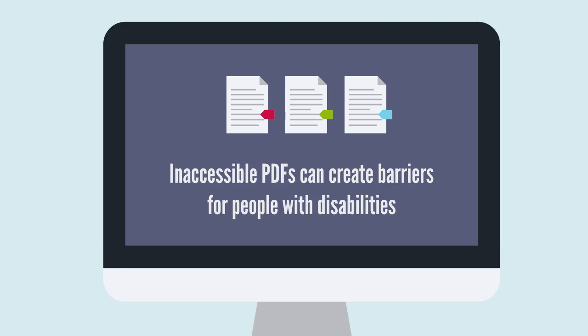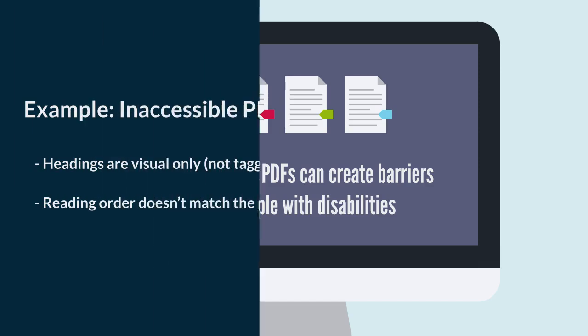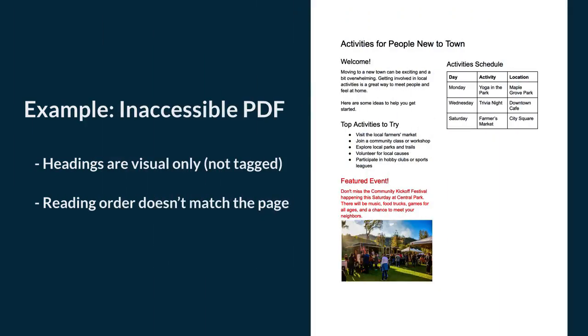PDFs can be convenient, but when they are not authored with accessibility in mind, they often create barriers for people with disabilities. Let's look at an example PDF with structural problems. In this document, headings are visually bold, but they are not properly tagged. Plus, the reading order in the PDF does not match what you see on the page.